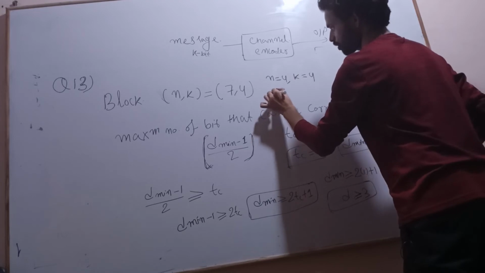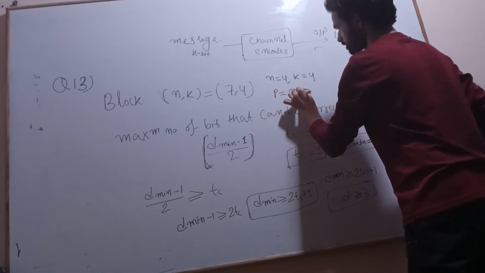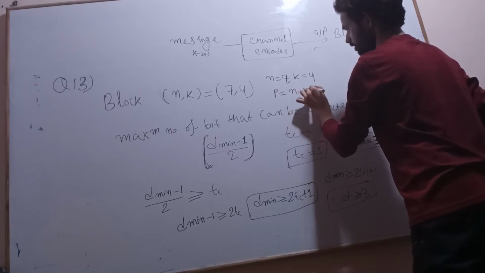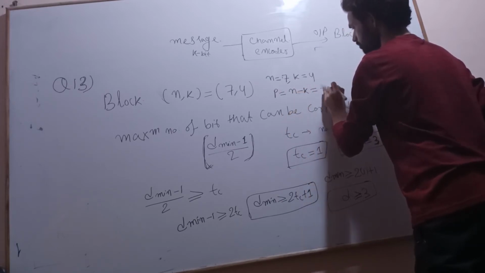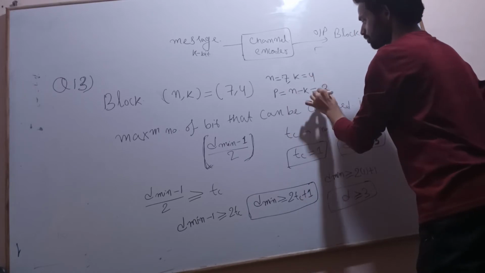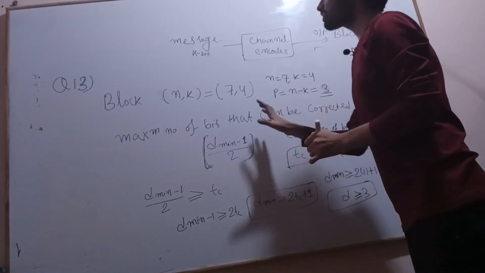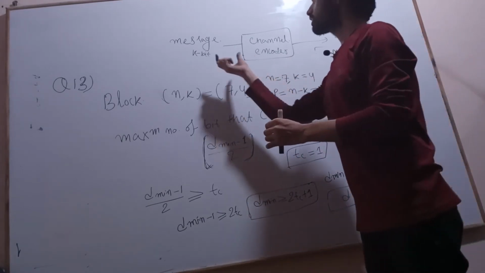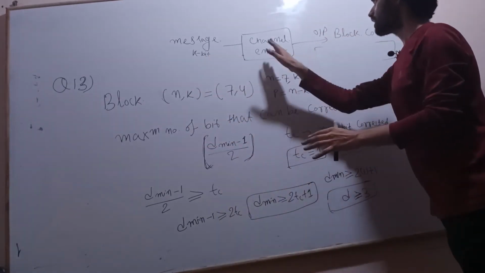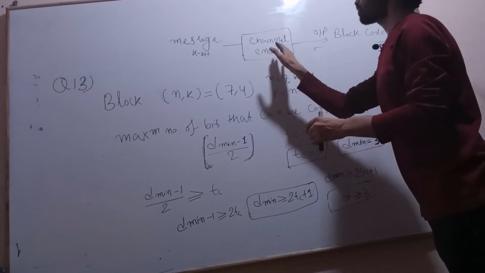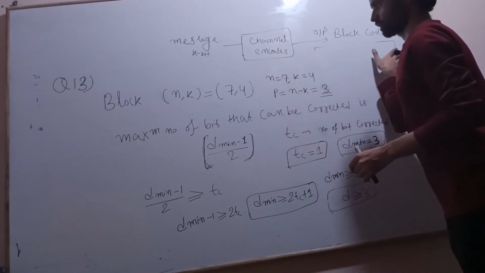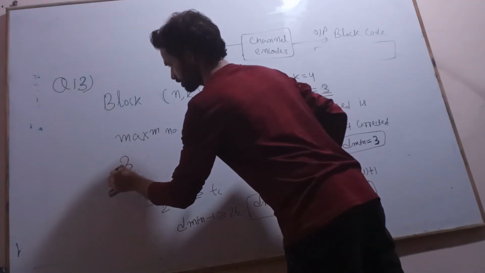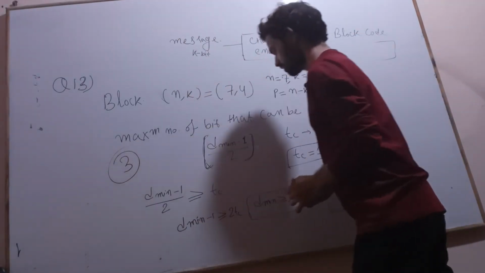Then what is the check bit or parity bit? That is n minus k, which is nothing but 7 minus 4 equal to 3, meaning 3 check bits are required here in order to protect this message when we pass it through the channel encoder. This is a block code. Therefore the answer is 3. So d minimum is 3.